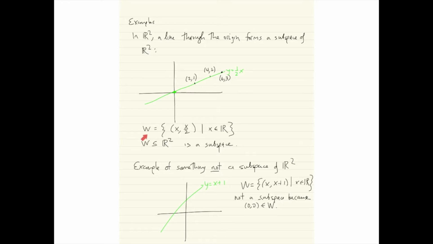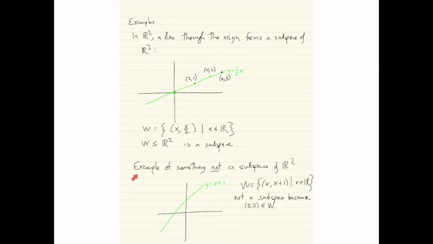Specifically, W is the subspace of points where, here's just another way of writing it, the x-coordinate is anything, and the y-coordinate is x over 2. For example, if x is 2, y is 2 over 2, or just 1.